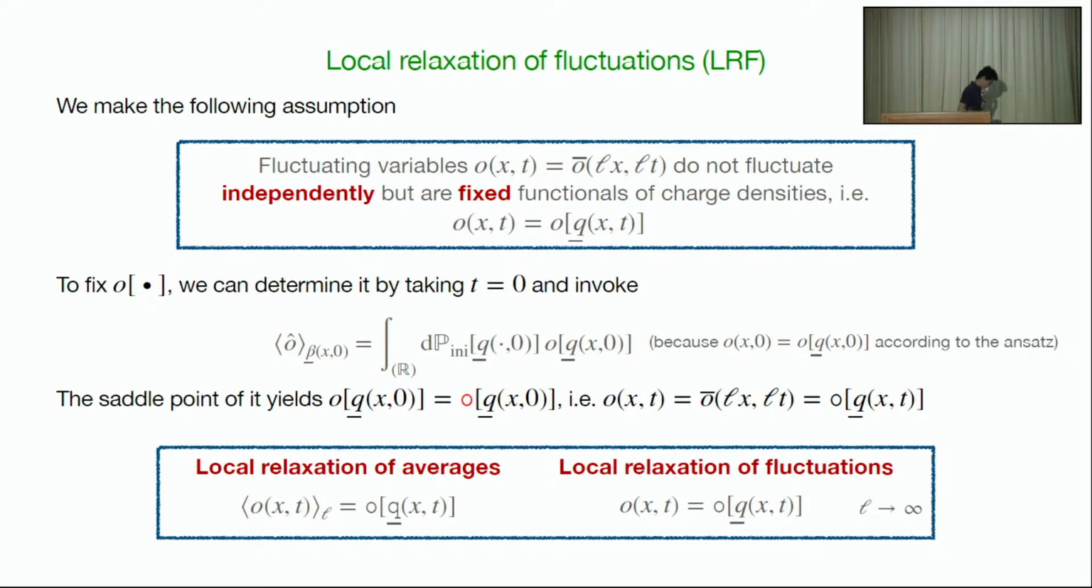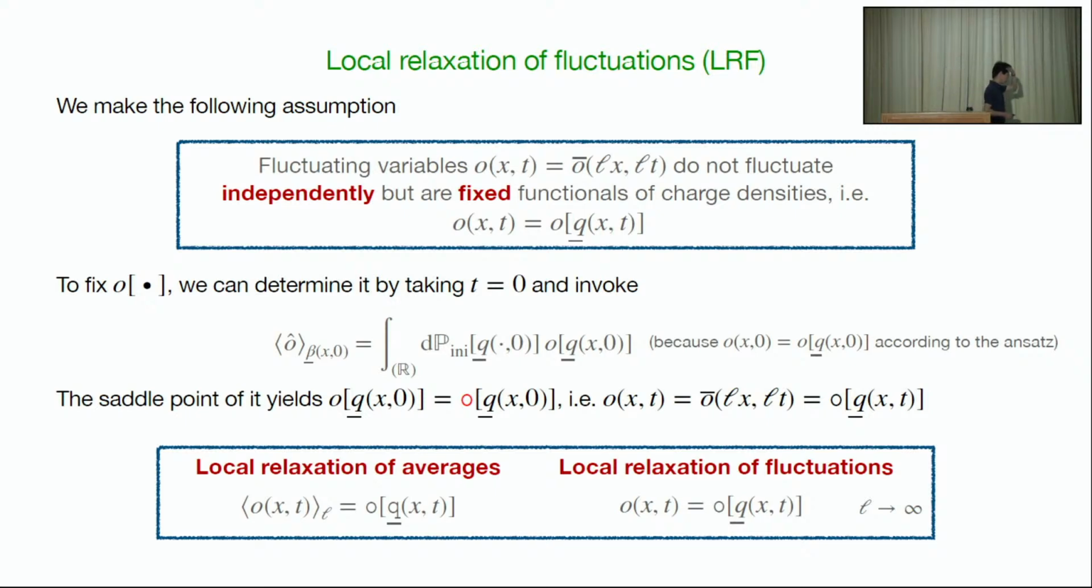So the question is, how are we going to determine this functional form, which is yet unknown? We can luckily do it quite easily by invoking the fact that at t equals 0, we can invoke this kind of path integral formula, because we know that the initial fluctuation measure should be given in this way, as I stated in the previous slide. So we use this fact, and by taking the saddle point, we can see that this functional form is the same as what we used in hydrodynamics, meaning that what we used for this kind of expression, which is a local relaxation of averages.